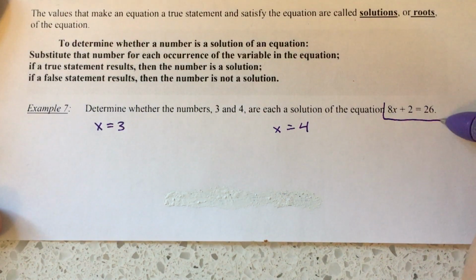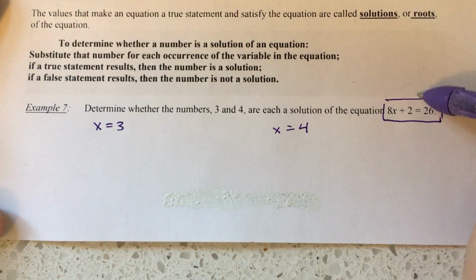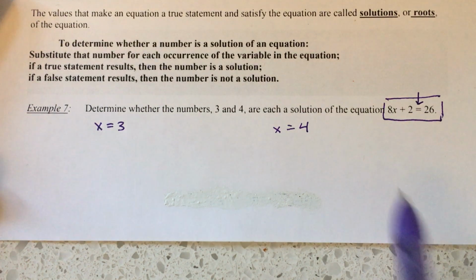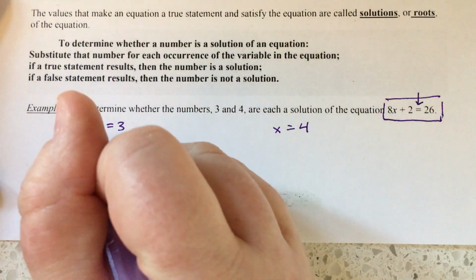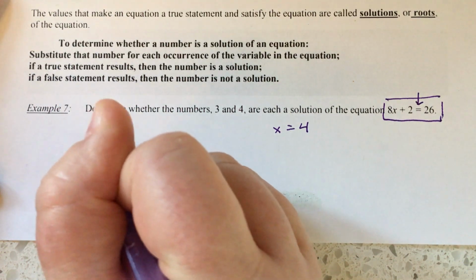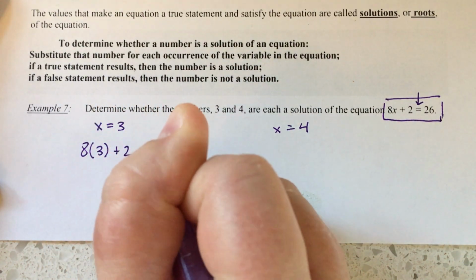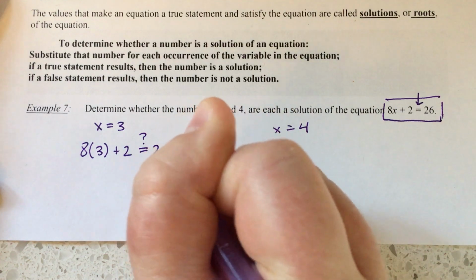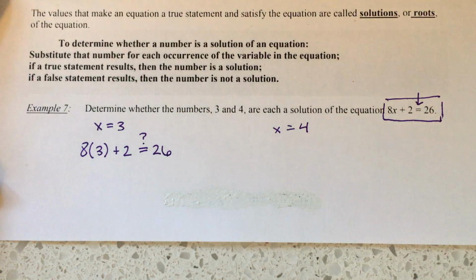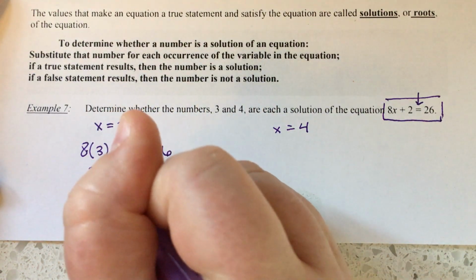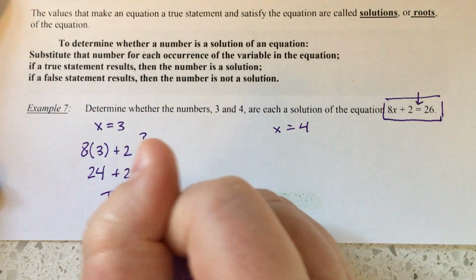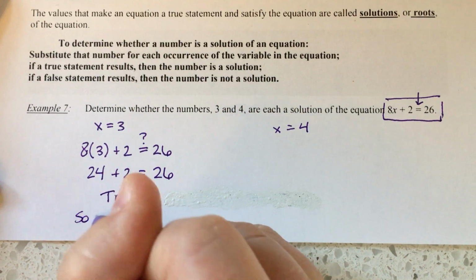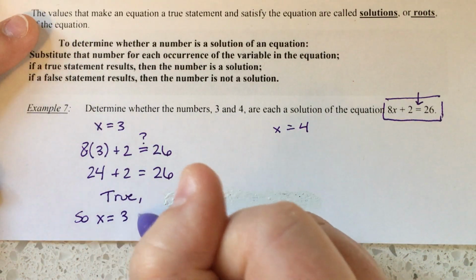And then here's our equation. Notice because it's an equation, there's an equal sign. And we're going to plug in different values for x. So the first one, when we plug in x equals 3, it's 8 times 3 plus 2. And I want to know, does that equal 26? Yes or no? 8 times 3 is 24. 24 plus 2 does equal 26. So this is true. So x equals 3 is a solution.